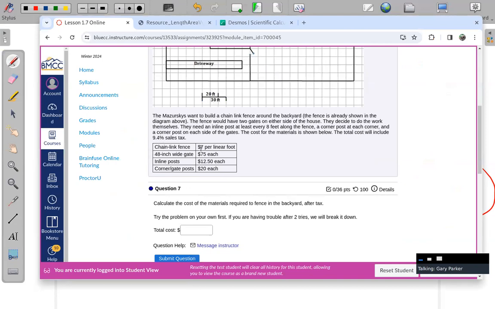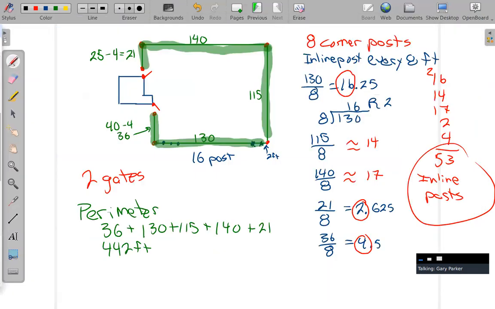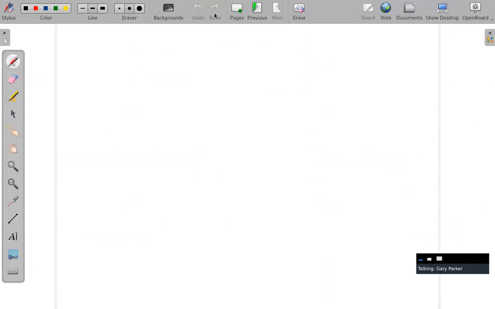So here it's $7 per linear foot, which we just calculated the feet. It's $75 per gate. Inline posts are $12.50 and the corner posts are $20 each. So your next task is to whip that out. So this would be the fence cost, fence materials.